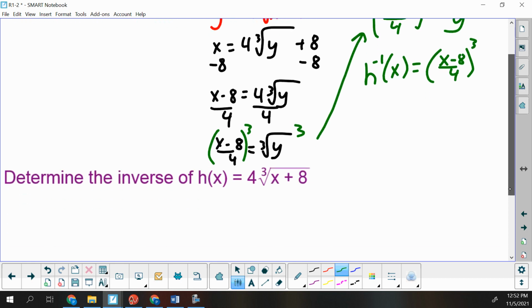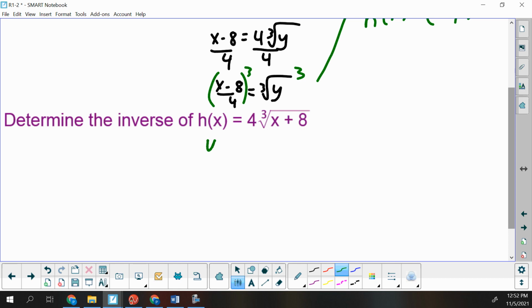So we can see the slight difference in the next one. We'll write it as y to start out.